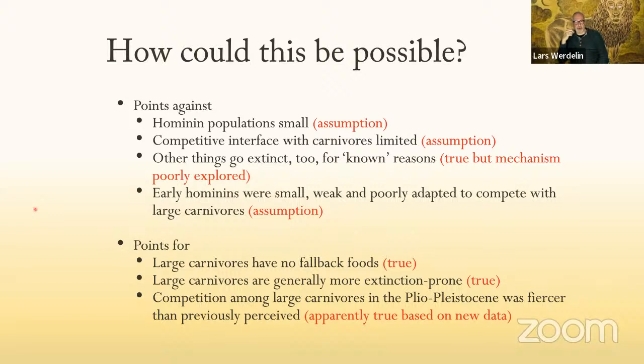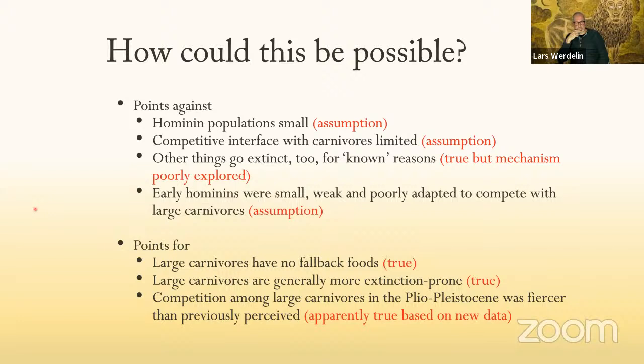And as for small and weak, well, yeah, maybe. But we need to remember that chimpanzees have been observed to chase leopards off kills. So if chimpanzees can do it, perhaps early hominins could as well. So that they were poorly adapted to compete with large carnivores is an assumption. And that may be true part of the time, but not necessarily through the first 2 million years, or 3 million years of hominin evolution.